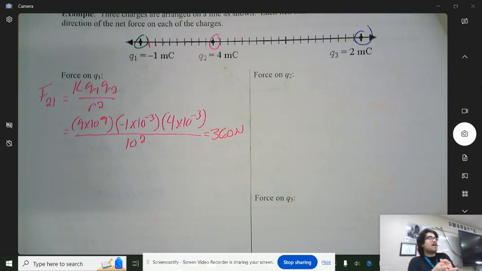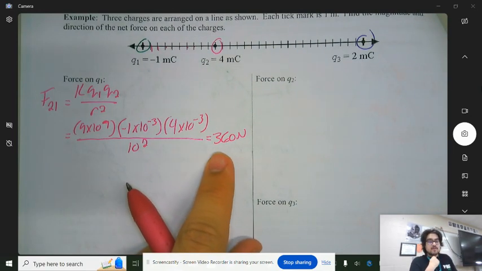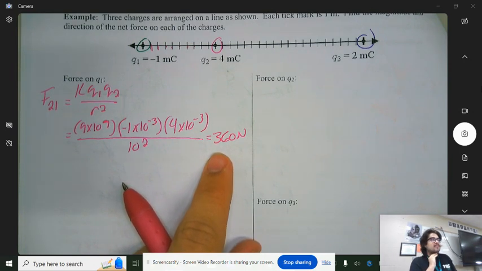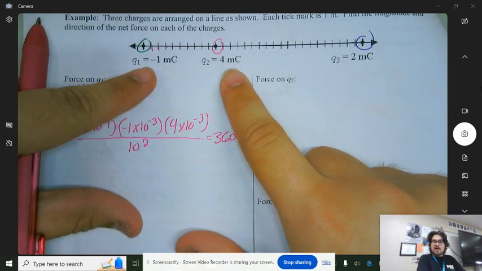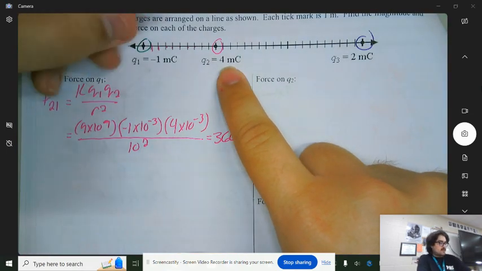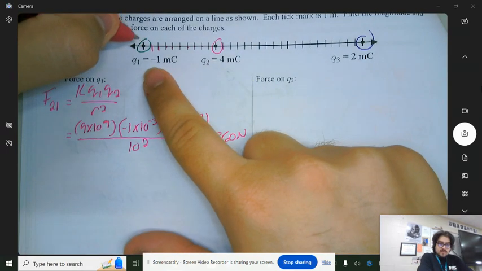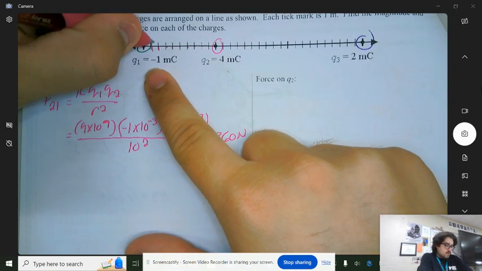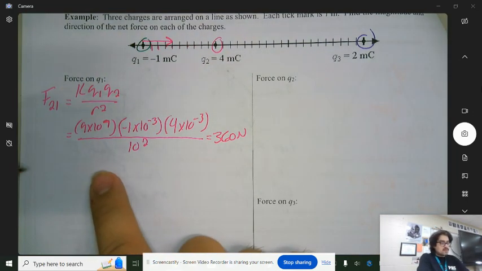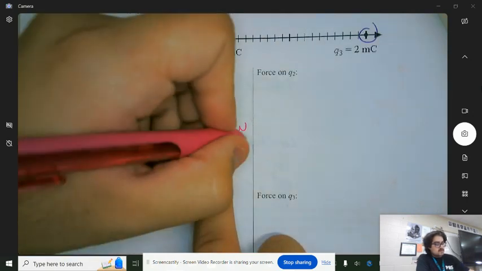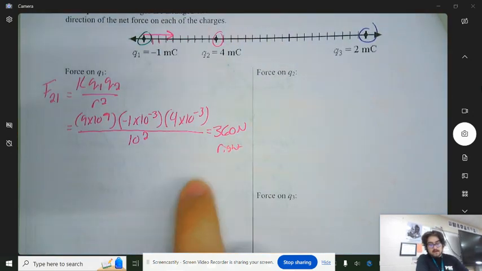Now, here's the question. You notice I didn't put a sign there. It would be negative, but it's less important to know the sign and more important to know the direction. So what direction is 2 pulling or pushing 1? Well, notice that the signs are opposite on the charges, which means they're going to be attracted. So Q1 is going to feel an attractive force towards Q2. So F21 is 360 newtons to the right.